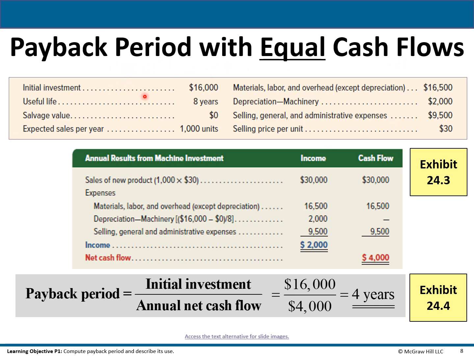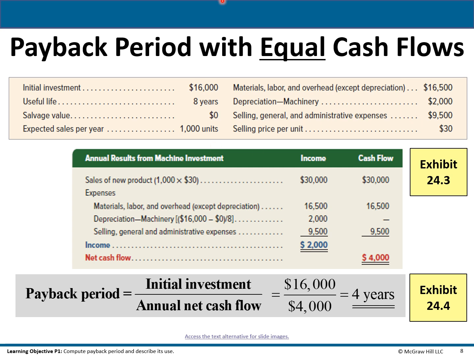We have an initial investment of $16,000. That's how much it costs to buy the machine. We have a useful life of 8 years. The salvage value is 0. They expect to sell 1,000 units in 1 year, and the selling price per unit is $30.